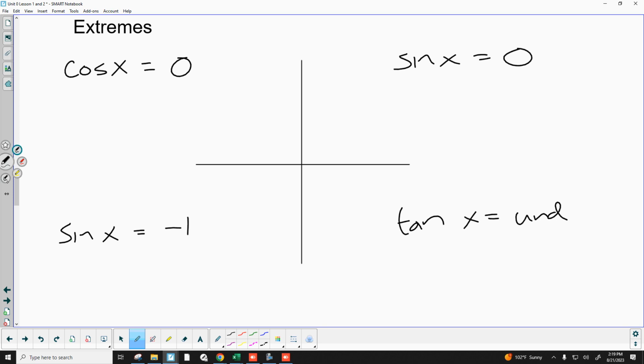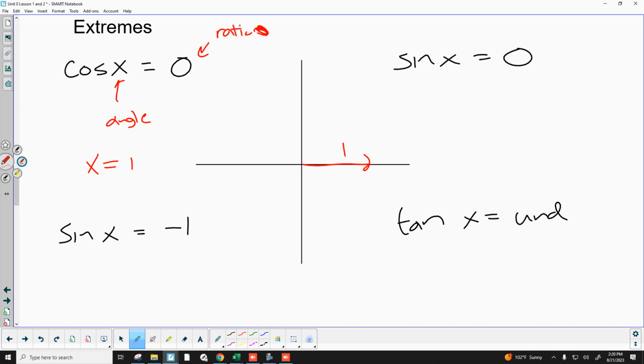But here's where things get complicated, guys. Remember, it's the trig function of an angle. I see a lot of students look at this question, and they think, oh, cosine of 0. And they say, oh, 0 is over here. The cosine of 0 is 1, so they answer x is 1. No, that's not right. That's not the way we're thinking about it.